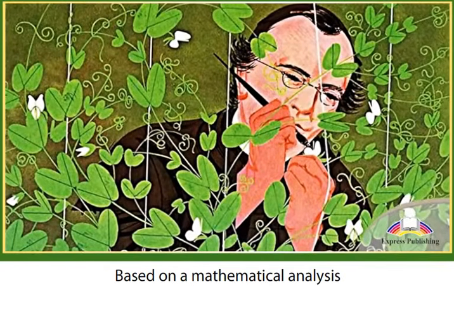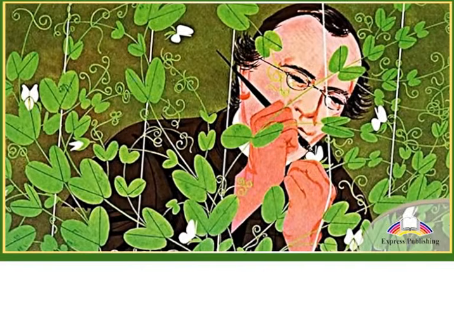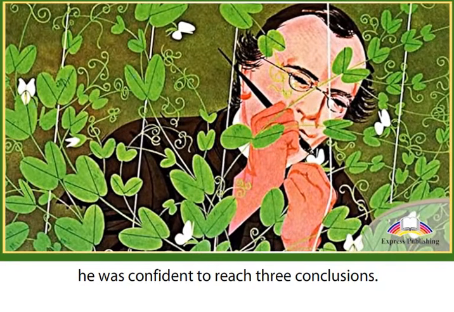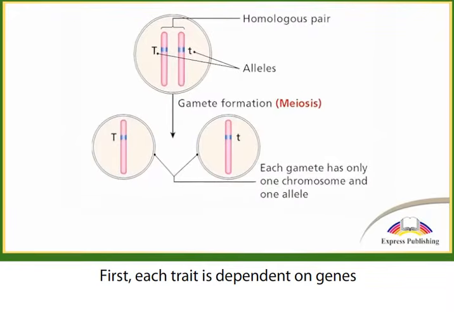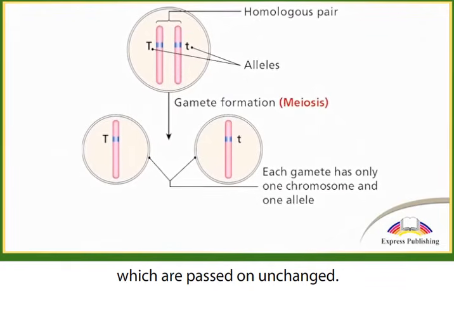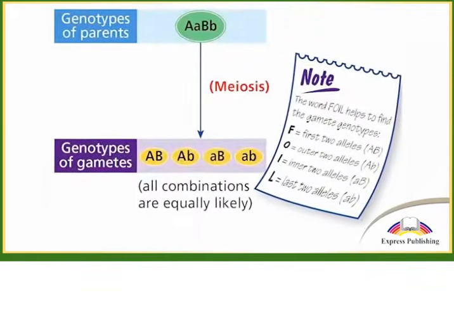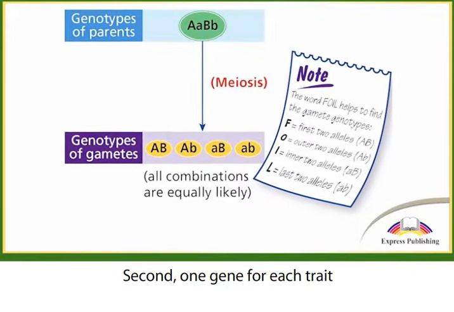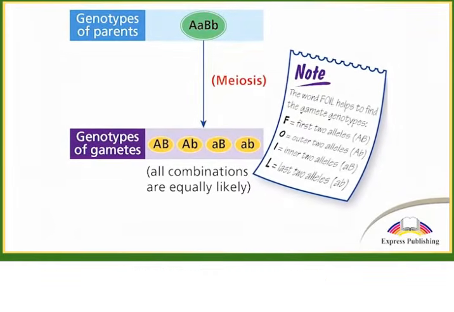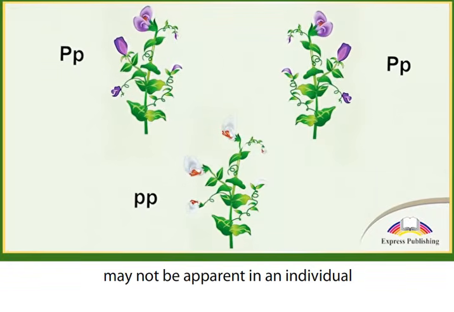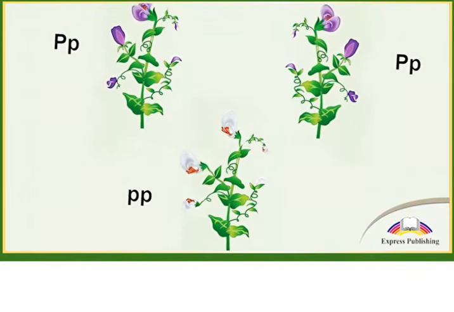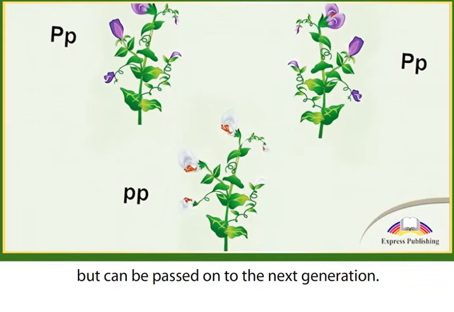Based on a mathematical analysis of the results of his experiments, he was confident to reach 3 conclusions. First, each trait is dependent on genes which are passed on unchanged. Second, one gene for each trait is inherited from each parent. Thirdly, some traits may not be apparent in an individual, but can be passed on to the next generation.